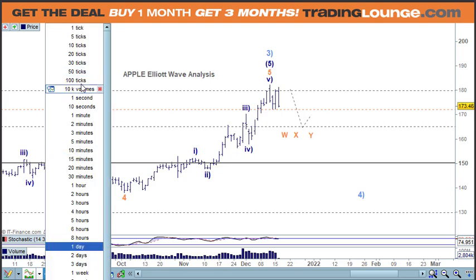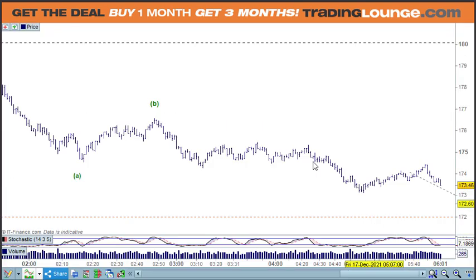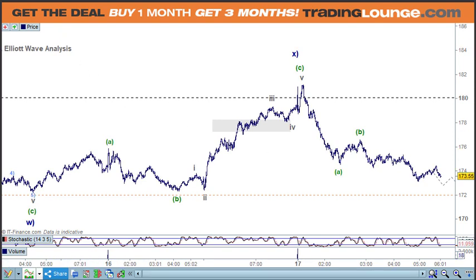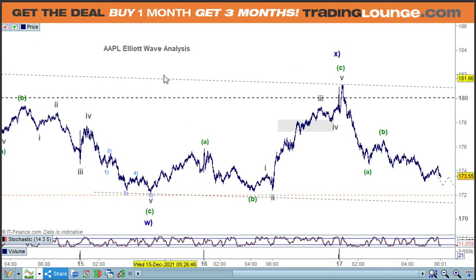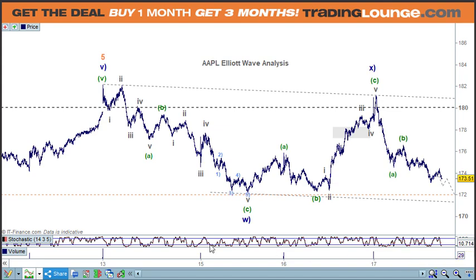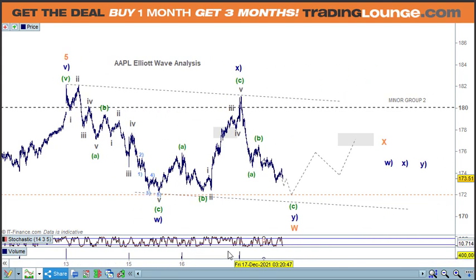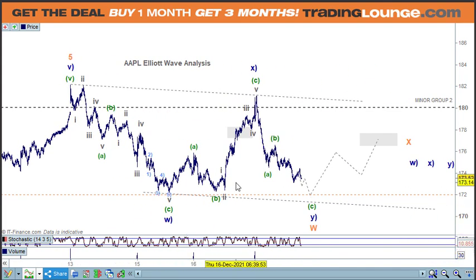Okay, let's just cruise on here into the tick chart. So we can bring in a bit more data here. Okay, so there's the top. I was expecting it to come to here, but it's gone further up to here.